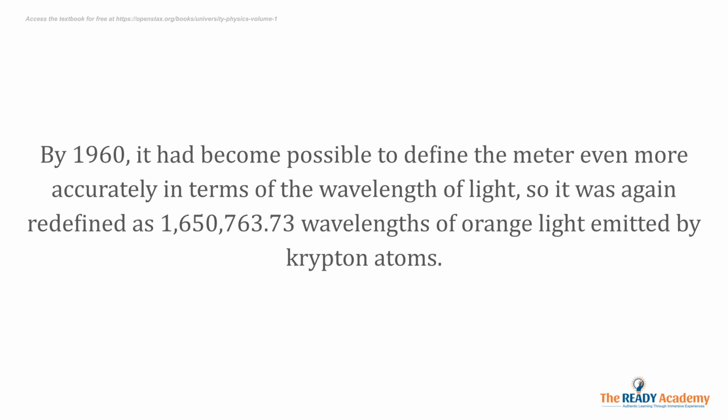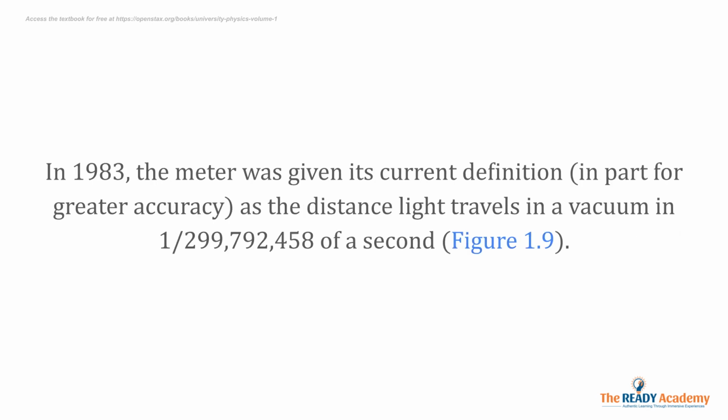By 1960, it had become possible to define the meter even more accurately in terms of the wavelength of light, so it was again redefined as 1,650,763.73 wavelengths of orange light emitted by krypton atoms. In 1983, the meter was given its current definition, in part for greater accuracy, as the distance light travels in a vacuum in 1/299,792,458 of a second, Figure 1.9.